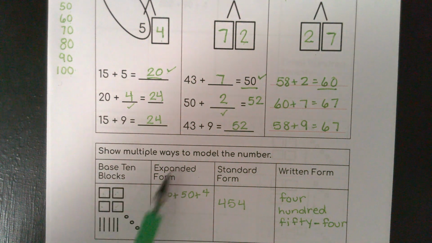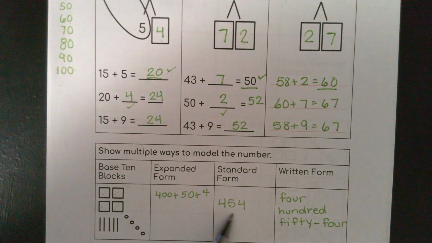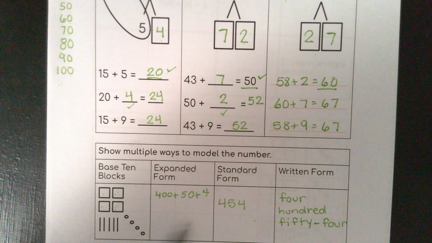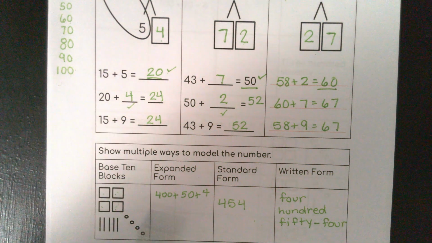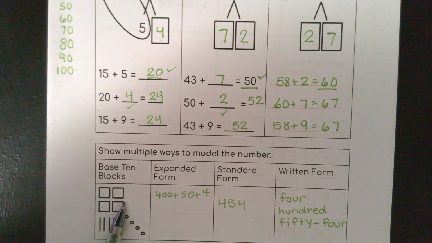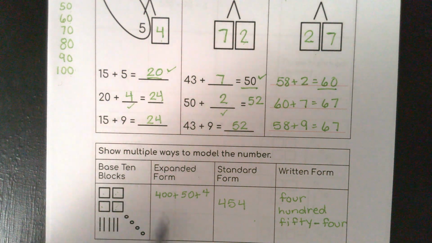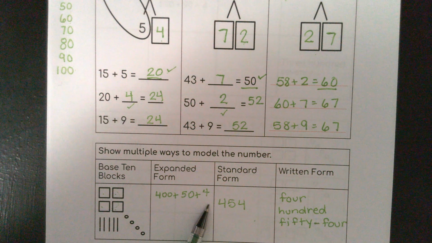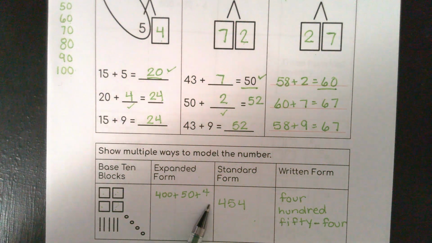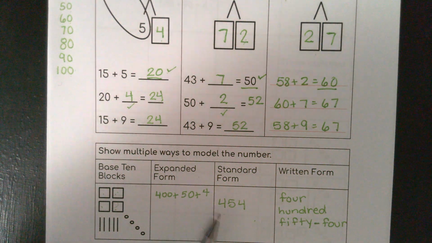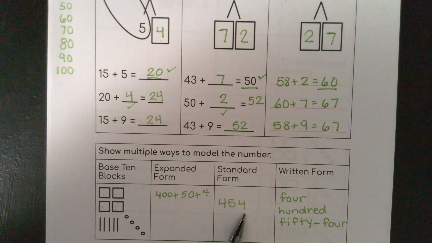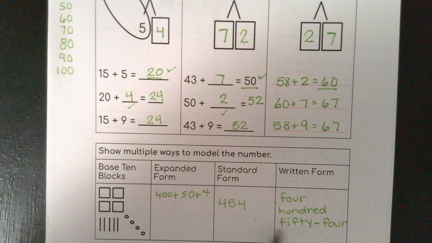So you just modeled 454 in 4 different ways. As the base 10 blocks, which we've learned can help us with adding and subtracting. Expanded form, which at some point we will see will help us with adding and subtracting. Standard form, which is the way we write numbers all the time. And the written form.